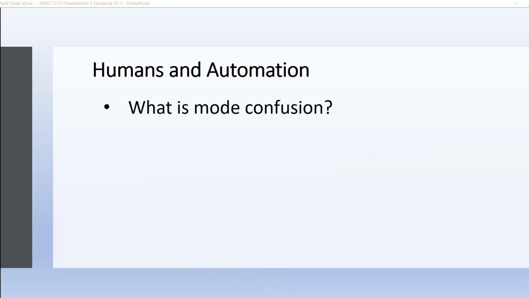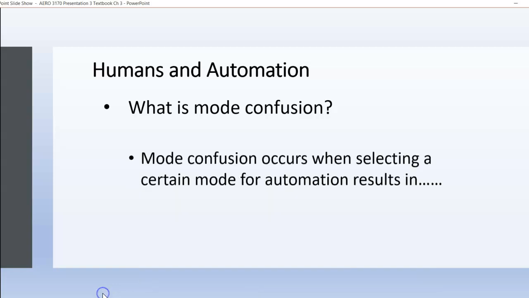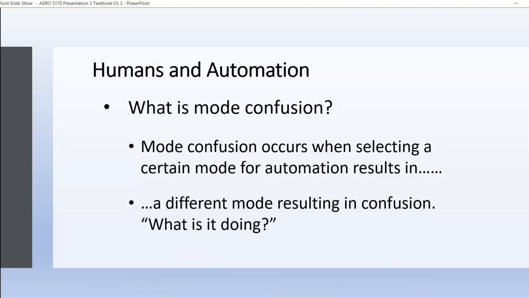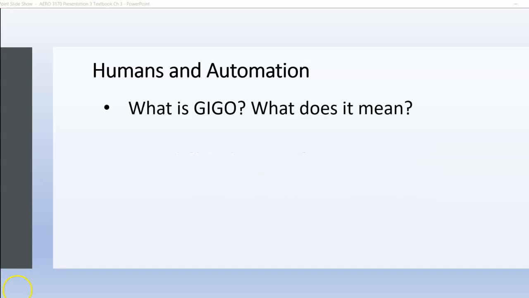Another factor that can lead to confusion is called mode confusion. What is mode confusion? It occurs when you select a certain mode for automation and it results in a different mode that results in confusion. And the common question you'll hear is, what is it doing? An example may be setting your autopilot to climb, but instead the airplane begins to descend.